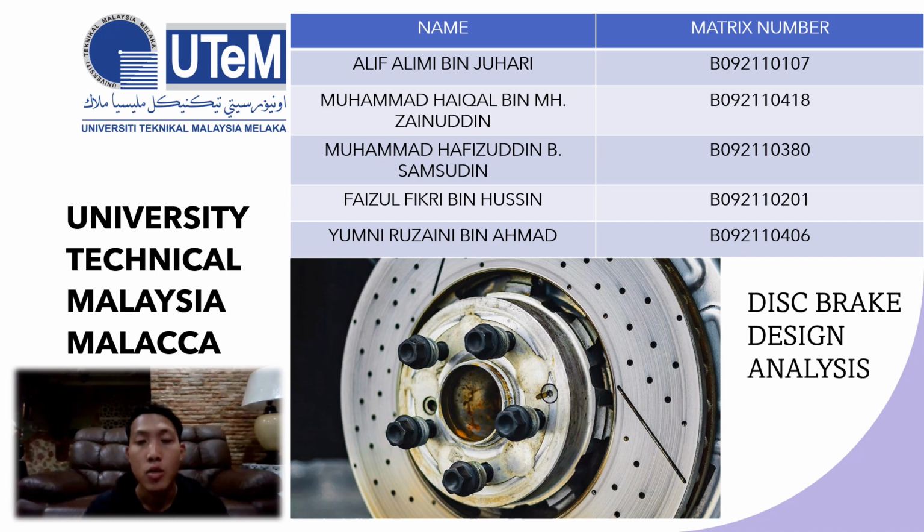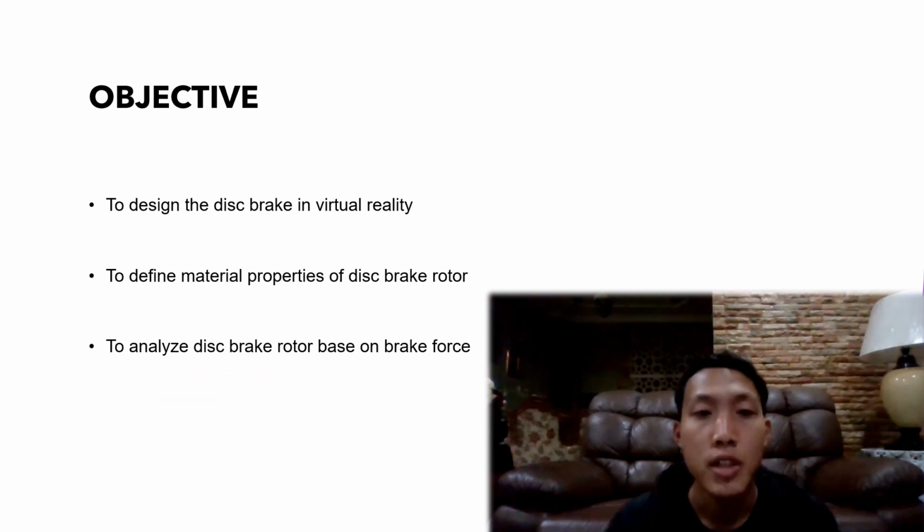B0921104118. Today, I'm going to present about Lab 1 for the subject braking system. Lab 1 is about designing and analyzing a disc brake. Our objective for this lab is to design the disc brake in virtual reality, to define material properties of this brake rotor, and to analyze this brake rotor based on brake force.